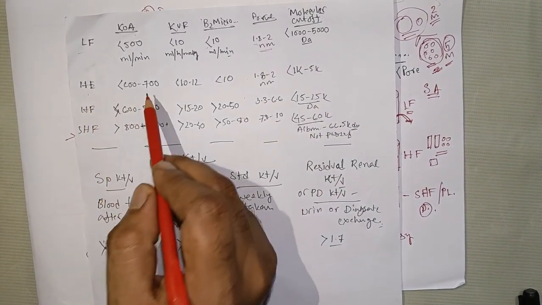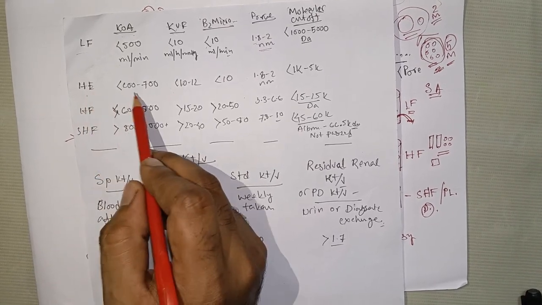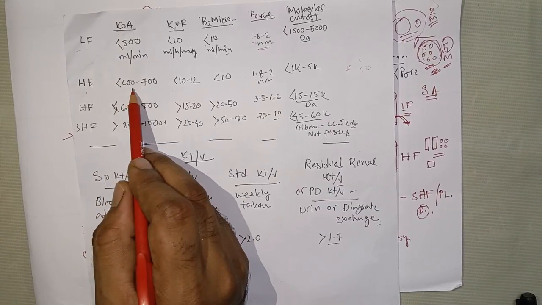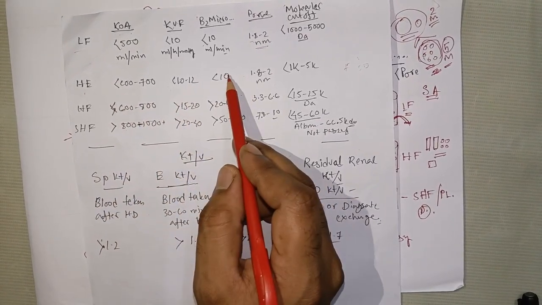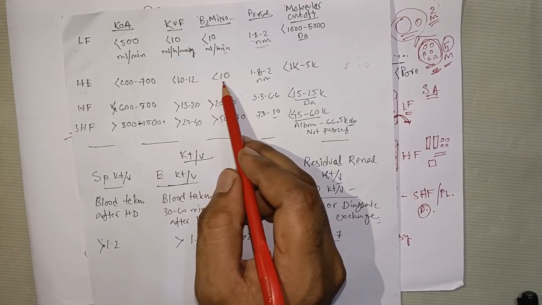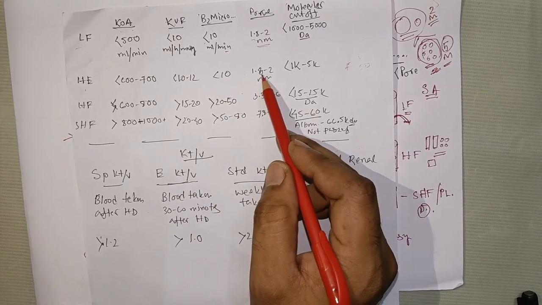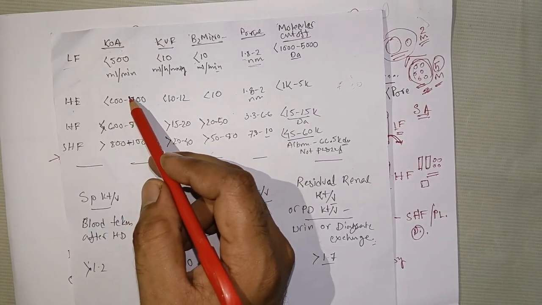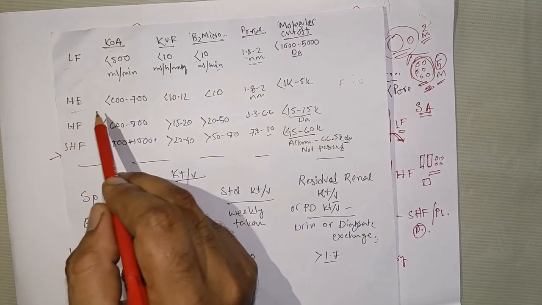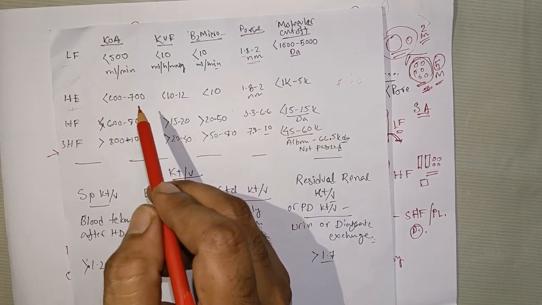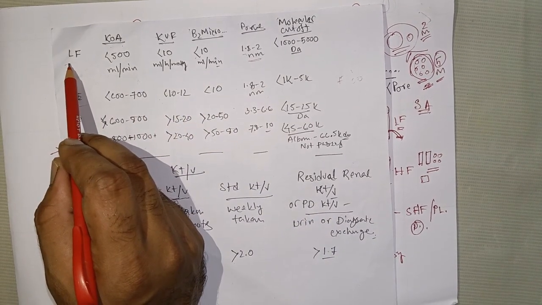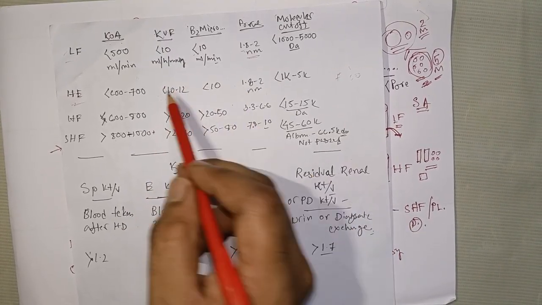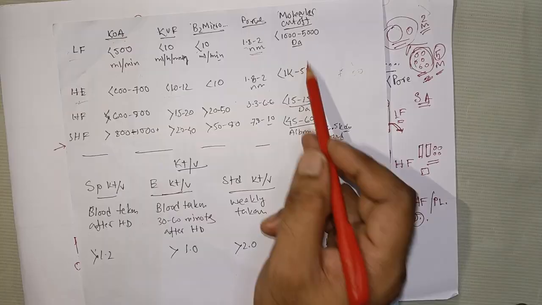Then the high efficiency dialyzer, meaning F8 or F10. Its urea clearance is 600 to 700, KUF 10 to 12. Beta 2 microglobulin clearance is similar to low flux, less than 10 or 0, and pore size will be 1.8 to 2, because those are the same dialyzer but the membrane number is higher in the high efficiency dialyzer. So fluid will be removed more easily than with the low flux dialyzer. Only KUF will be higher. Understand? And molecular cutoff is also the same.